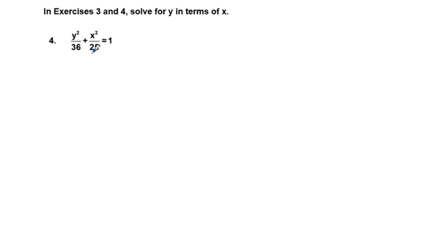And problem 4 is very similar. I'm just going to go ahead and put down the answer for problem 4 so you can see if you got this right. That's going to be y equals plus or minus 5/6 times the square root of 36 minus x squared. So just for purposes of checking your work on problem 4.